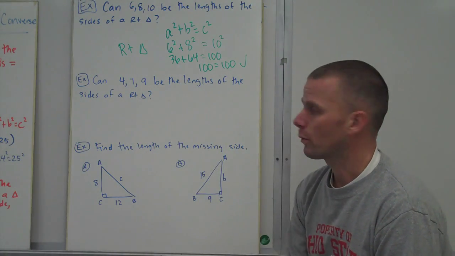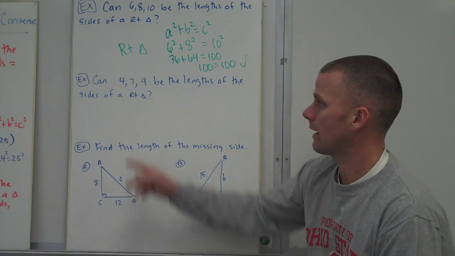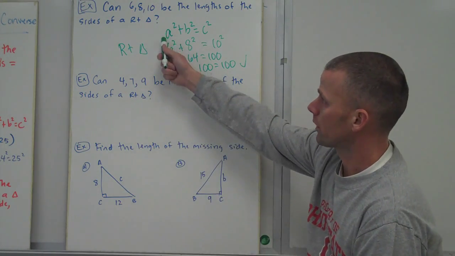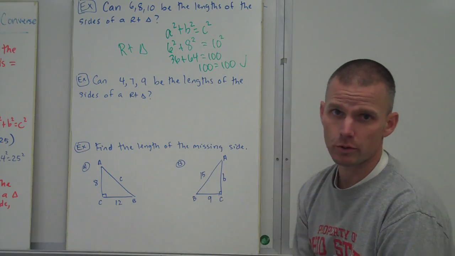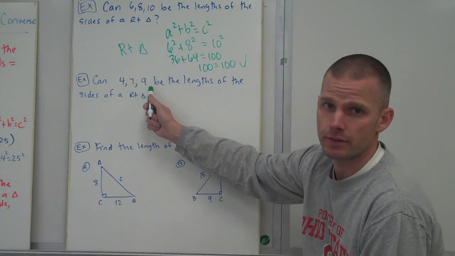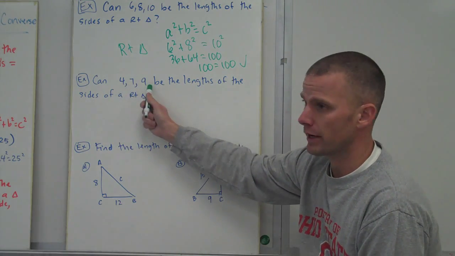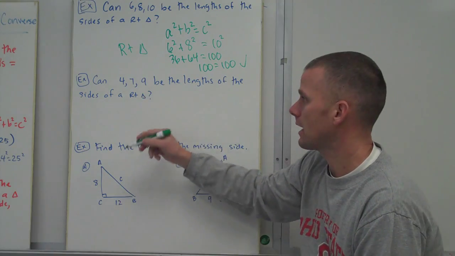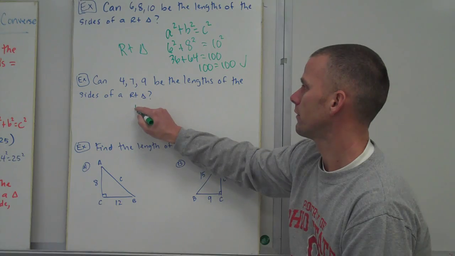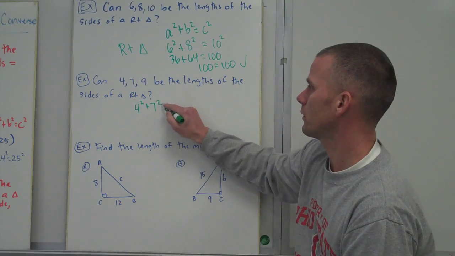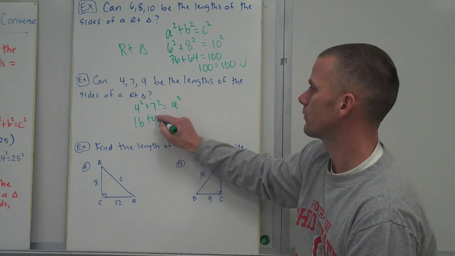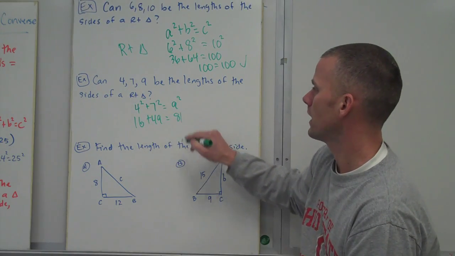In the second example, we want to check pretty much the exact same thing, except now with 3 different side lengths, 4, 7, and 9. So again, we're going to be working off of a squared plus b squared equals c squared. The longest side that you have within your list, if it's not in order from least to greatest or greatest to least, make sure you find the longest side. That's going to be your value for c. So here I would have 4 squared plus 7 squared equals 9 squared. That gives me 16 plus 49. That gives me 81.